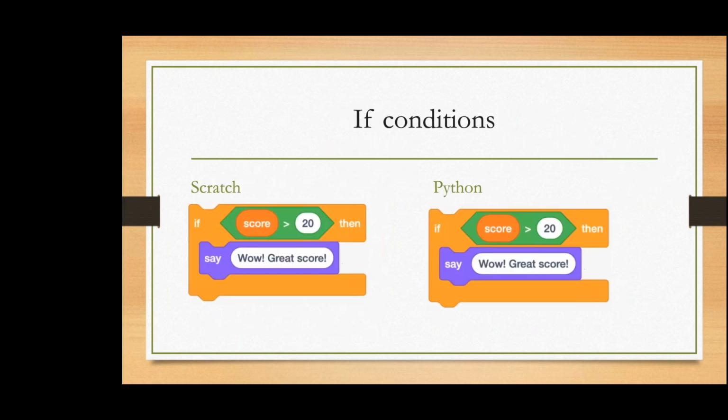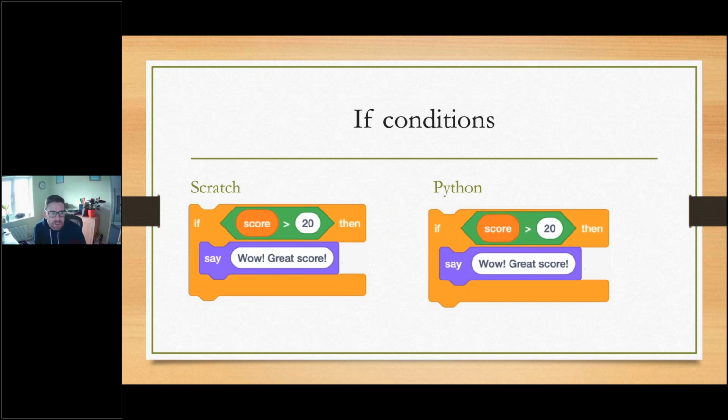Conditions work in a very similar way to many other things. The indentation is possibly the most important part of it. We're used to using if conditions in Scratch, where we have if, and then the bit that goes inside the block is what we do if that condition is true. In the example on the screen, it says if the score is greater than 20, then show a message saying, wow, great score.